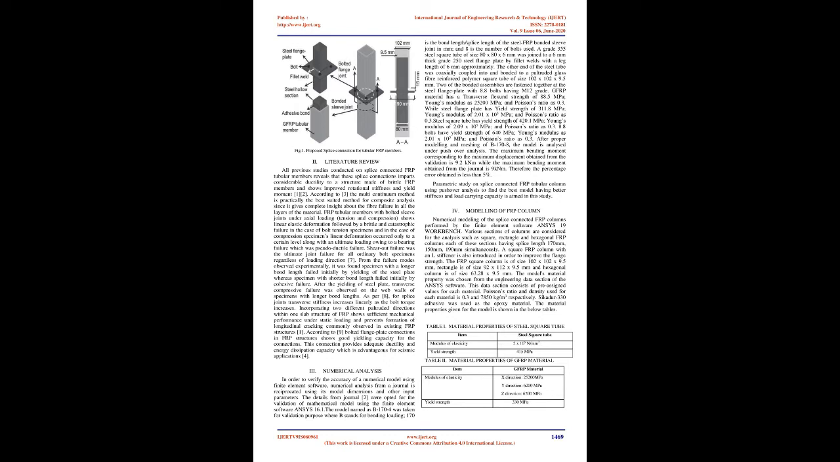Incorporating two different pultruded directions within one slab structure of FRP shows sufficient mechanical performance under static loading and prevents formation of longitudinal cracking commonly observed in existing FRP structures. According to [9], bolted flange plate connections in FRP structures show good yielding capacity. This connection provides adequate ductility and energy dissipation capacity, which is advantageous for seismic applications.